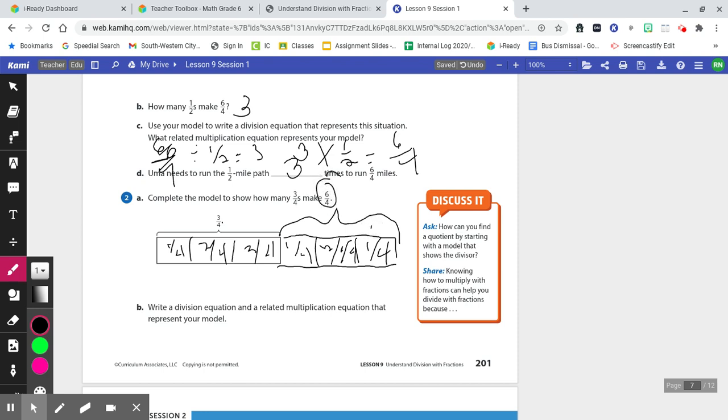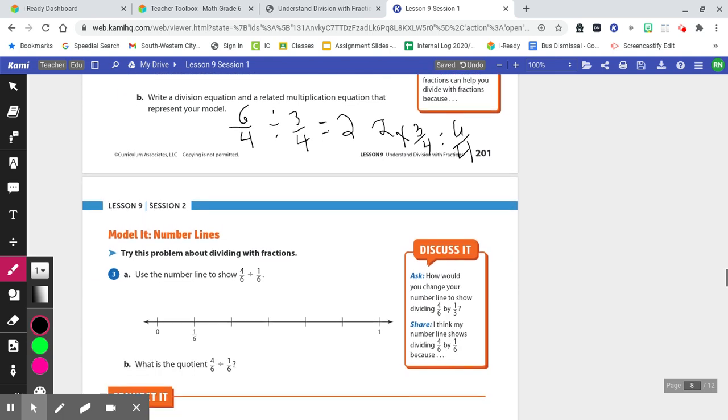So let's write the division statement for that equation. 6/4 divided by 3/4 is equal to 2. The multiplication would be 2 times 3/4 is equal to 6/4. Hopefully you can read that, copy it down, and let's turn to the next page, page 202.